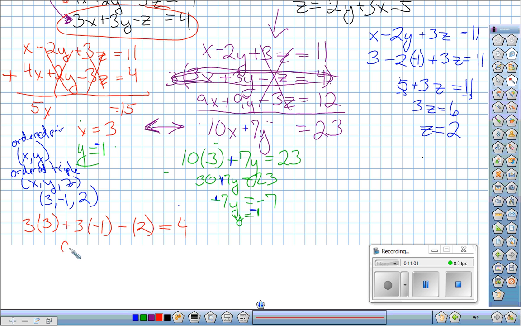So 3 times 3 is 9 minus 3 minus 2. Is that equal to 4? 9 minus 3 is 6 minus 2. That's 4. Congratulations. Looks like we did it right.